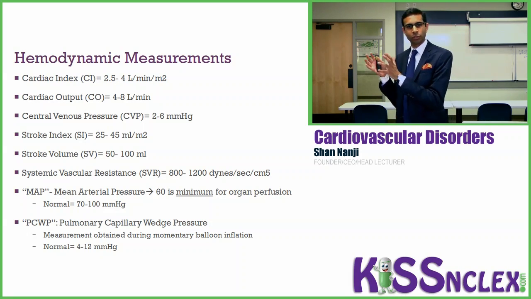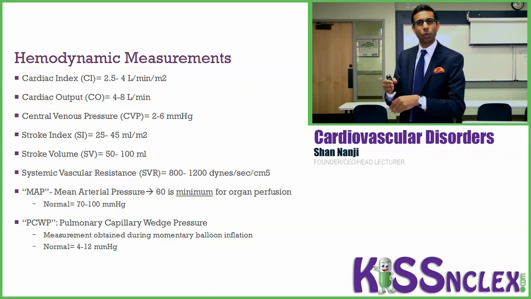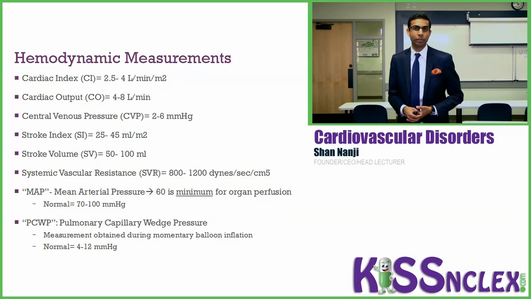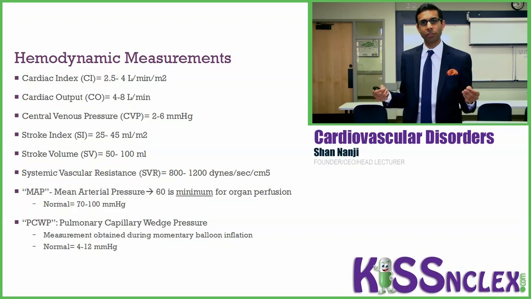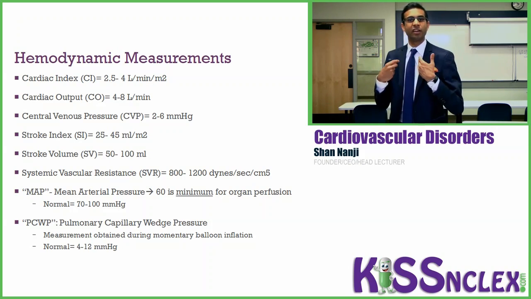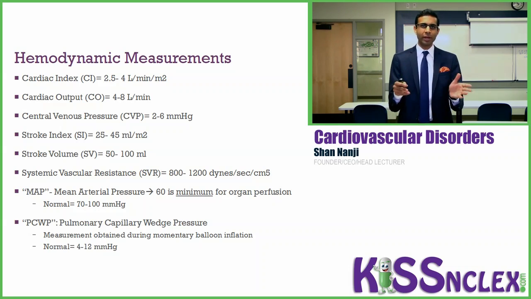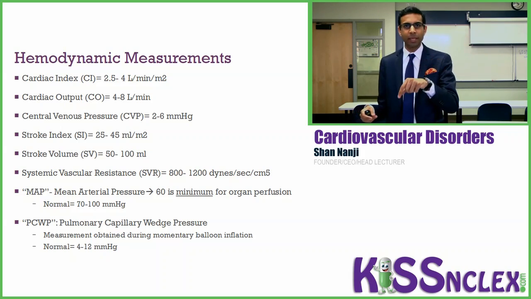And if your mean arterial pressure is not at least 60, that means your organs aren't being perfused properly, okay? And we're going to talk about perfusion later in cardio as well as in other lectures. So your mean arterial pressure must be at least 60 for adequate organ perfusion. That means enough blood flow and oxygenation to that tissue or that organ, okay? Normal range for mean arterial pressure is going to be between 70 and 100, but 60 is the minimum for adequate perfusion.